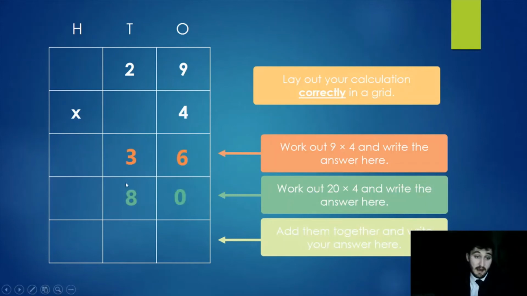Again, I am writing it into my tens, 8 tens, and 0 ones. And then finally, I need to add these up. 6 add nothing equals 6. And then 8 tens add 3 tens, or 3 tens add 8 tens is 11. So I put my 1 here, and I exchange my 1 over. So then 1 add nothing in the hundreds column is 1.